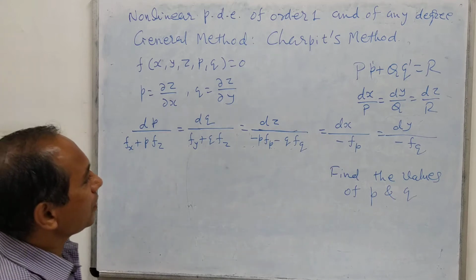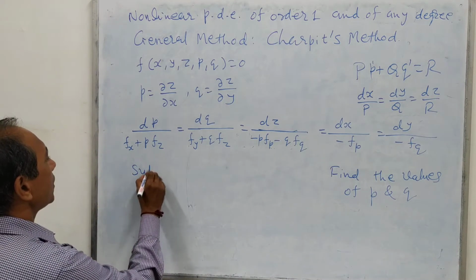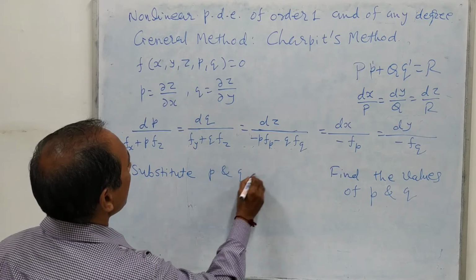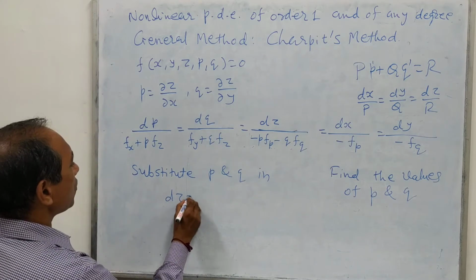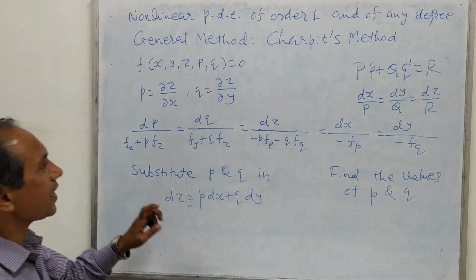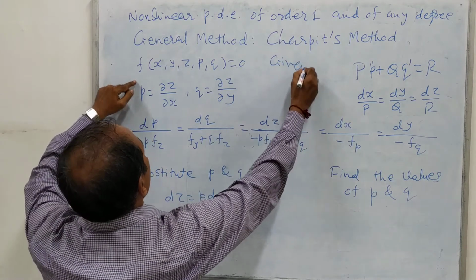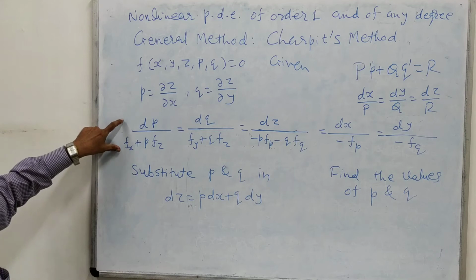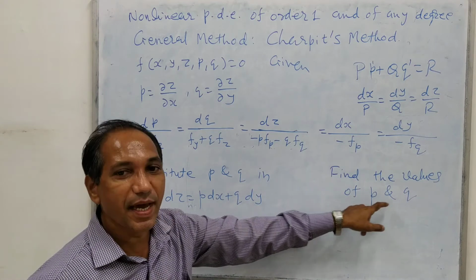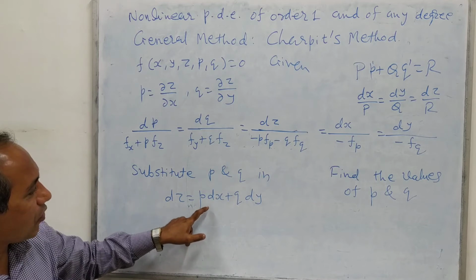And finally, we want to substitute the values of p and q in dz equal to p dx plus q dy. So, you understand the fact. This equation will be given to us, and we want to write down these auxiliary equations, and from these auxiliary equations we want to find the values of p and q, and then we will have this relation dz equal to p dx plus q dy.